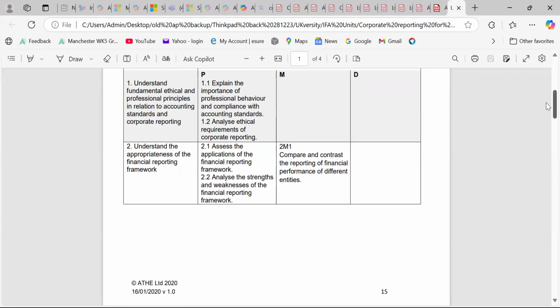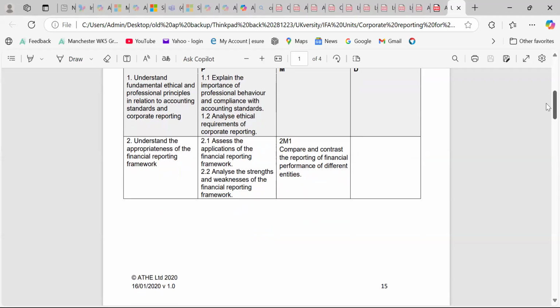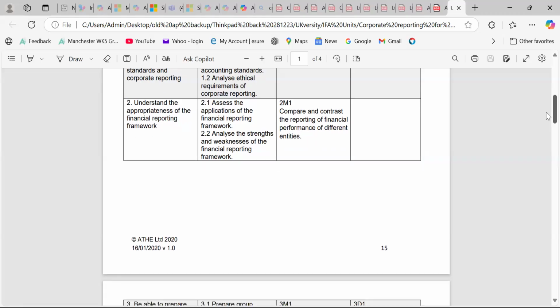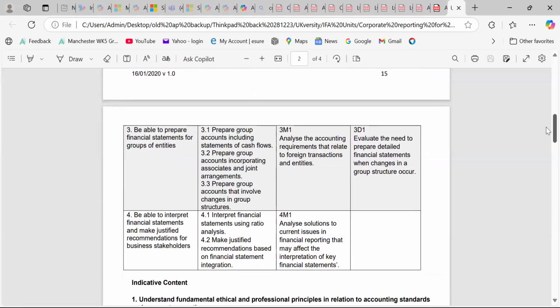LO2, which we'll go through in the next lesson, we'll discuss financial reporting, different financial statements and frameworks, and we'll compare and contrast different reporting and the financial performance of different organizations and different entities.